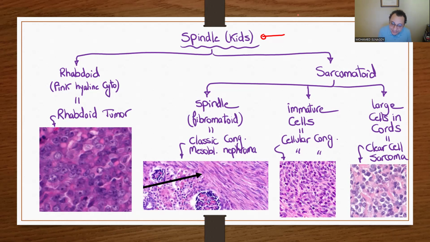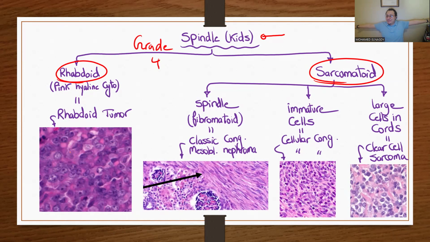So spindle cell tumors or spindle cancers in the kids, in the pediatric population. You have rhabdoid sarcomatoid. As always, we say that malignant tumors in pediatrics most likely are aggressive. The problem is malignant tumors in peds are rare. However, when they occur, they are usually very aggressive. So you have the rhabdoid sarcomatoid, which I always memorize by the 2 grade 4s, which we used to classify at ISUP grade 4 previously. So rhabdoid, sarcomatoid. Rhabdoid, you see the rhabdoid features, rhabdoid cells.